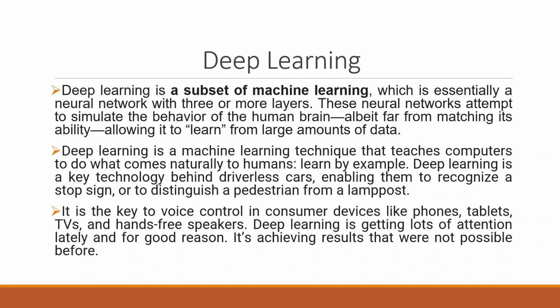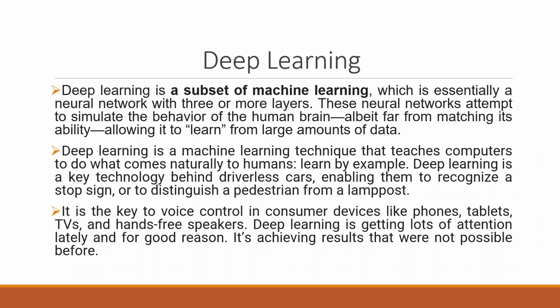As an example, deep learning is a key technology behind driverless cars, enabling them to recognize a stop sign or to distinguish a pedestrian from a lamppost. It is key to voice control in consumer devices like phones, tablets, TVs, and hands-free speakers. Deep learning is getting a lot of attention these days, and for good reason, because the accuracy achieved in deep learning is much higher.